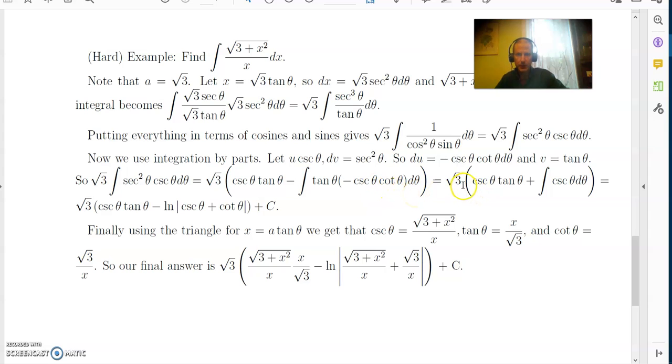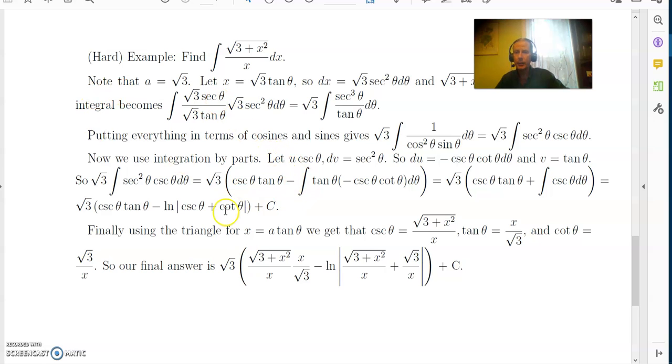This simplifies to square root of 3 times cosecant theta tangent theta plus the integral of cosecant theta. And cosecant theta, we know its integral because we knew the integral of secant theta. We just take the integral of secant theta, put a minus in front, and change every function to its corresponding cofunction. And therefore, we get the square root of 3 times the quantity of cosecant theta tangent theta minus natural log of the absolute value of cosecant theta plus cotangent theta plus c.